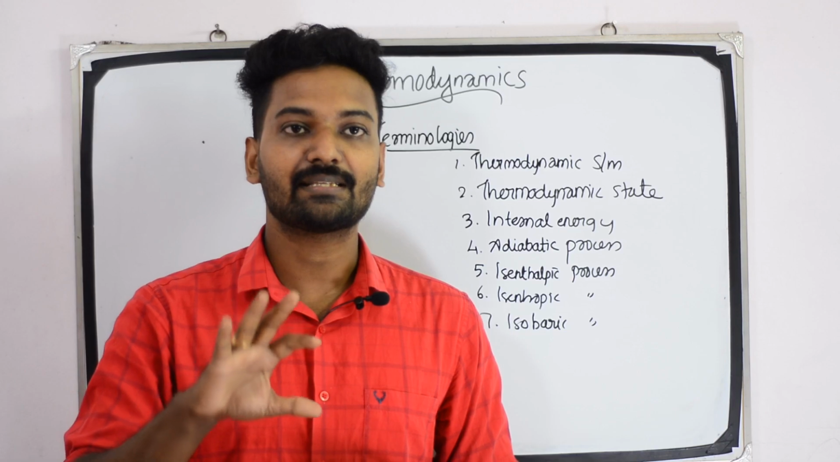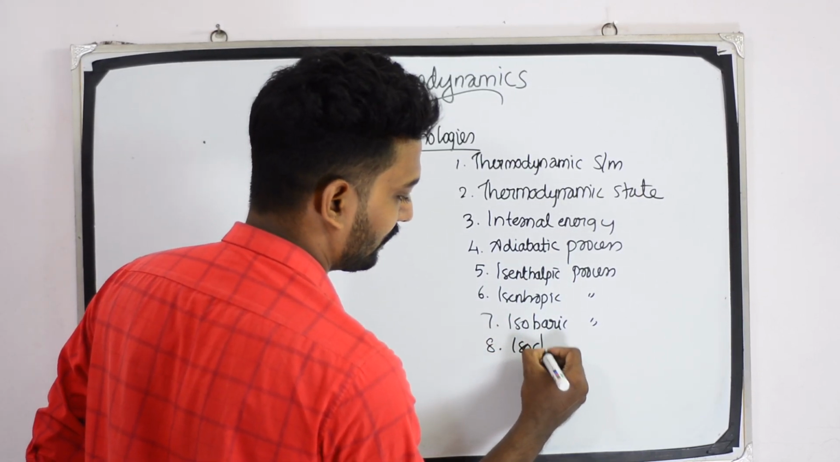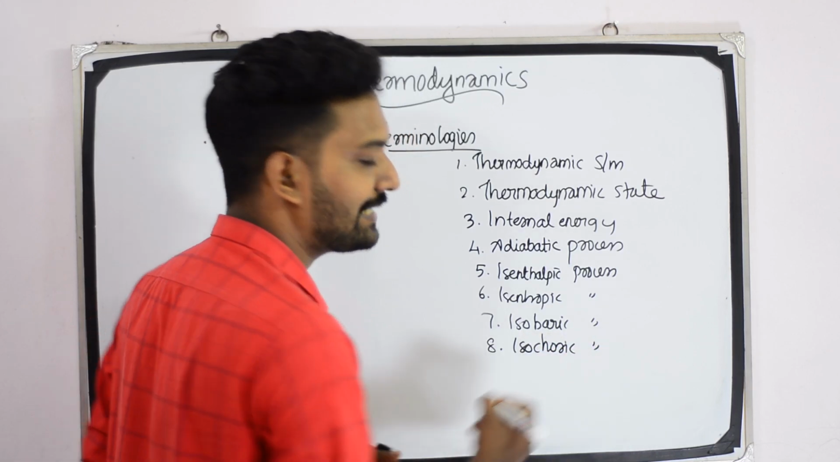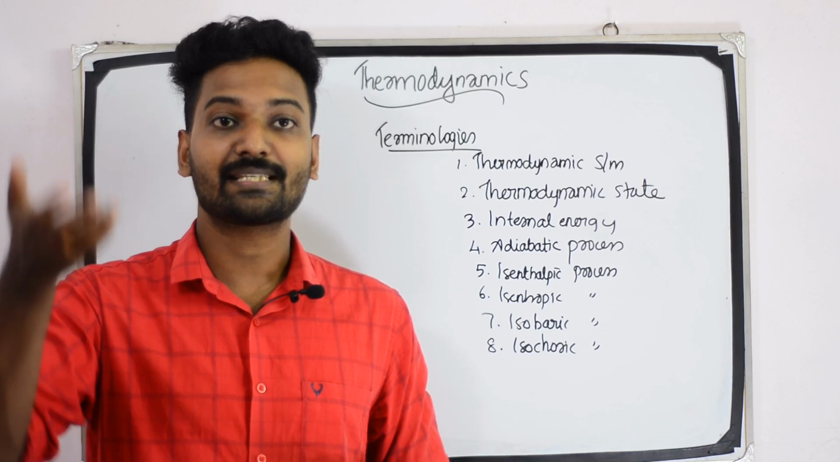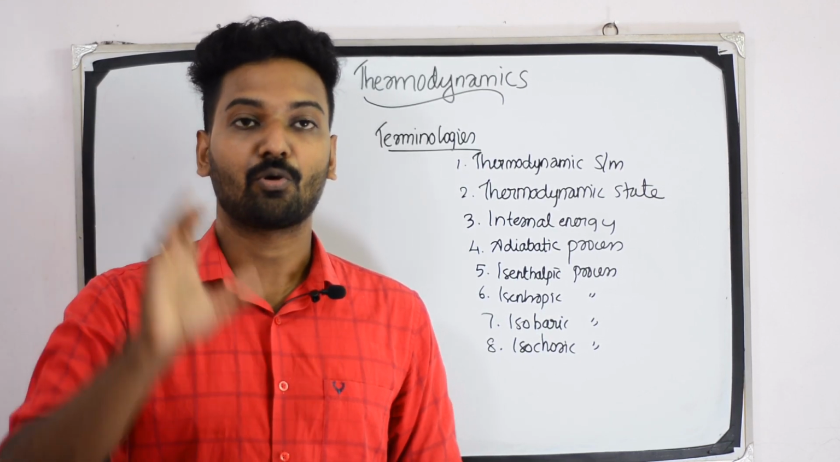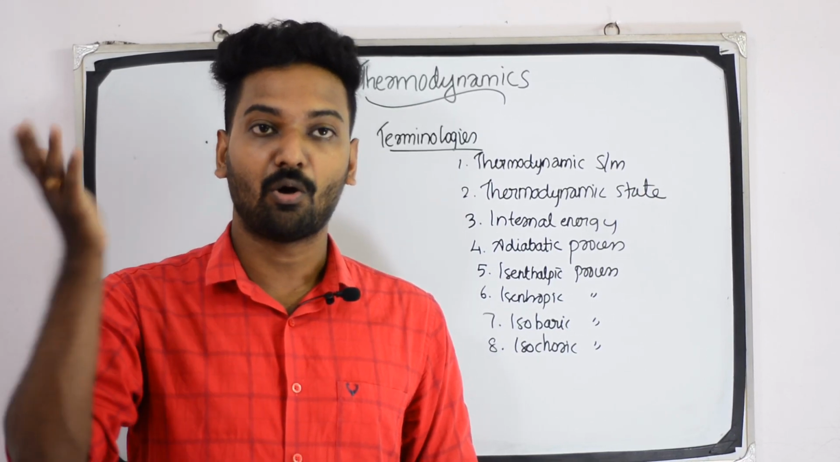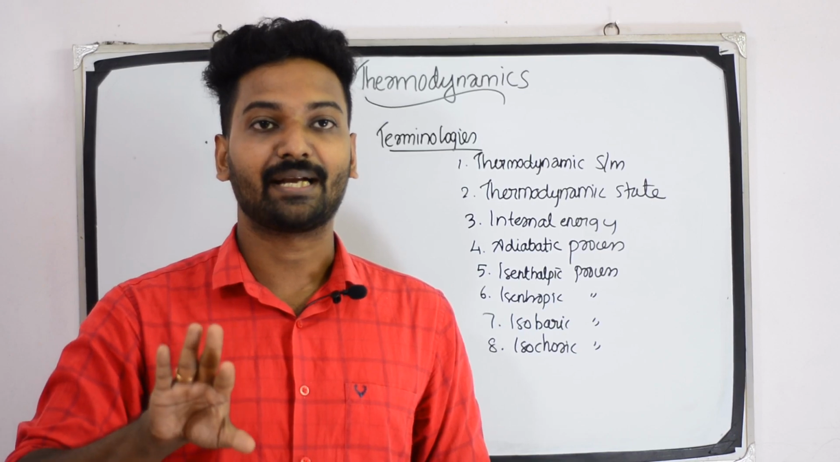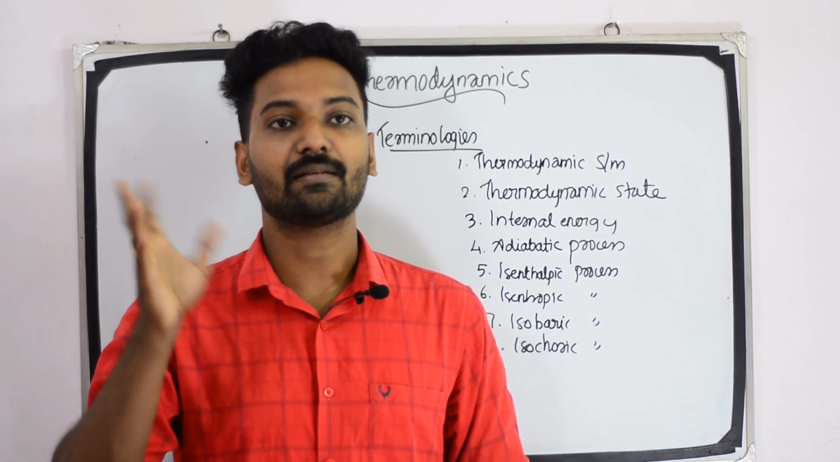And the next one is isochoric process. An isochoric process occurs at a constant volume. It is also called isometric or isovolumetric process.